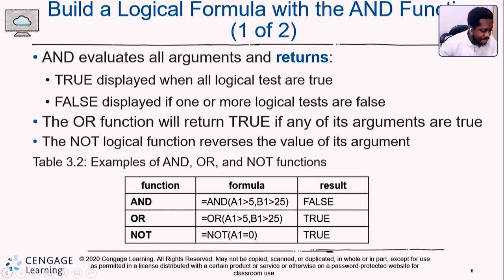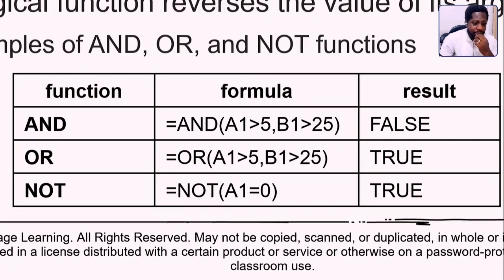It's the AND function here. So if you look at this formula clearly, let me even zoom in so that we can appreciate it more closely. If you look at the AND function, we are saying that in this case, if A1 is greater than 5 and B1 is greater than 25, these are the two logical tests. These two have to be true to get a true result. Even if one is false, the whole outcome is false.